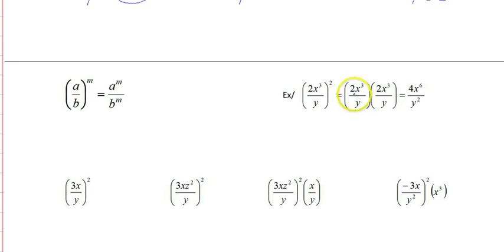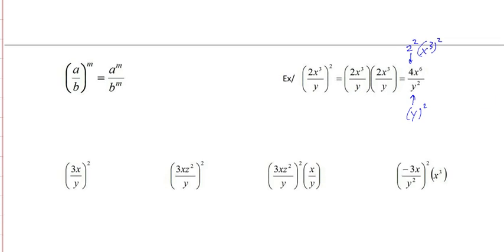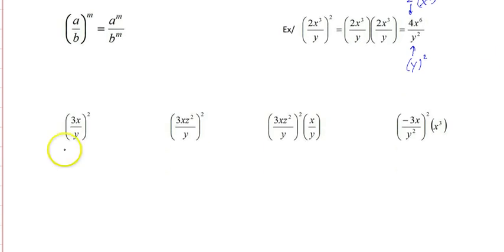So if you write it twice, you get 2 times 2, which is 4. This is basically 2 squared. You get x cubed, so that's x cubed squared, x to the 6, and you would get y squared. So you must square everything in there. So you have an option. You can write it twice, just like this, or you can square every single factor that's in there. So let's try one. I'll do it both methods.